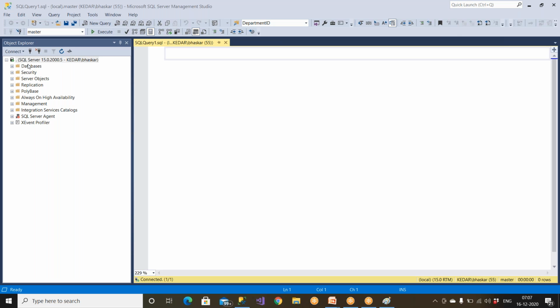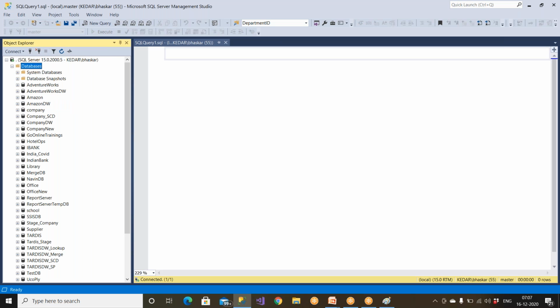You have a database. This database is given by Microsoft, AdventureWorksDW. This is not my database. This database is created by Microsoft itself. They're trying to give this database to us. So for the learning purpose, this is the AdventureWorks database.